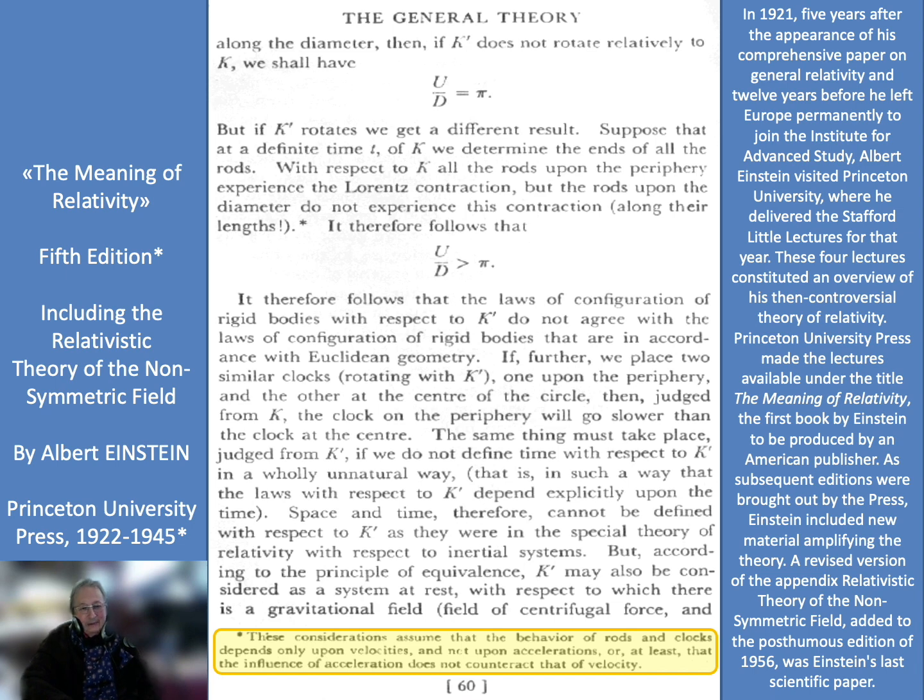Okay, so this was a page of the book of Einstein, The Meaning of Relativity. And I always found it difficult to understand what he meant. Of course, I was reading and I understood what he meant, but I had difficulty getting affiliated with what he was advancing. So he has over here a footnote, and he says, these considerations assume that the behavior of rods and clocks depends only upon velocities and not upon accelerations, or at least the influence of the acceleration does not contradict that of velocity, meaning the effect of acceleration, if there is an effect of acceleration.